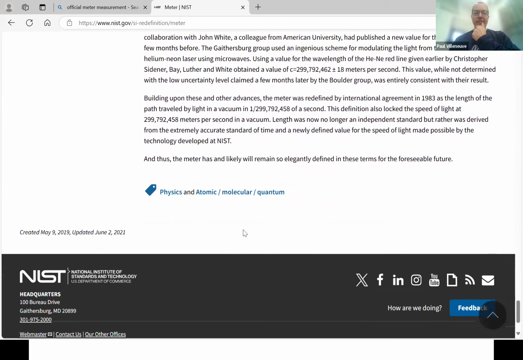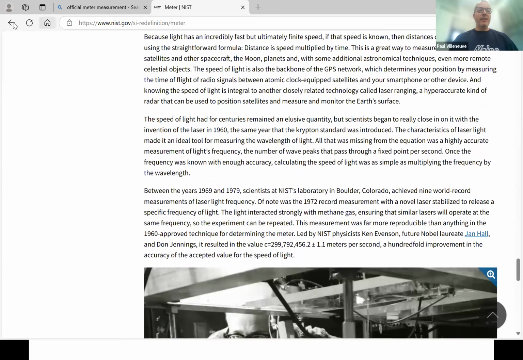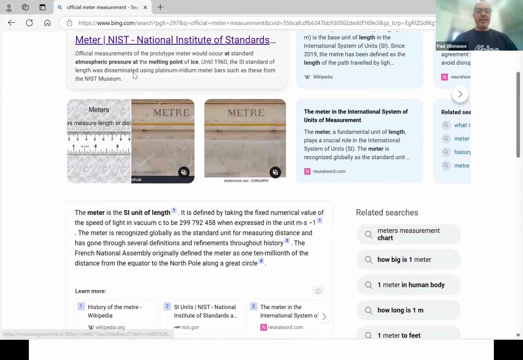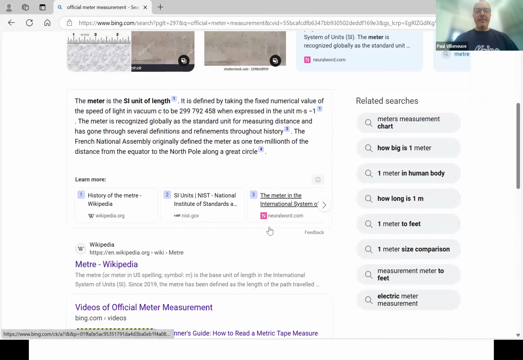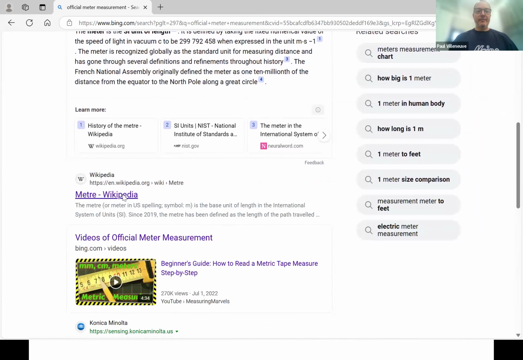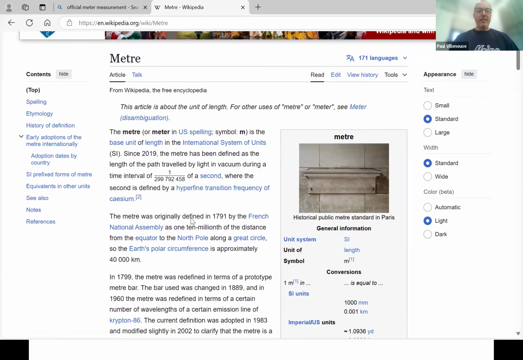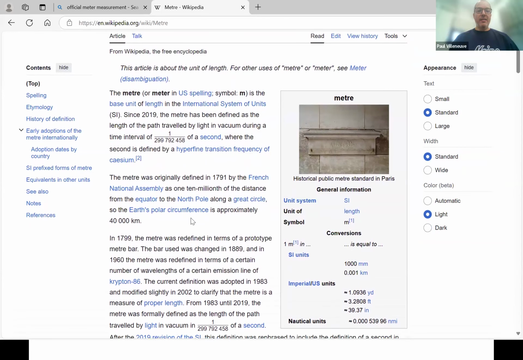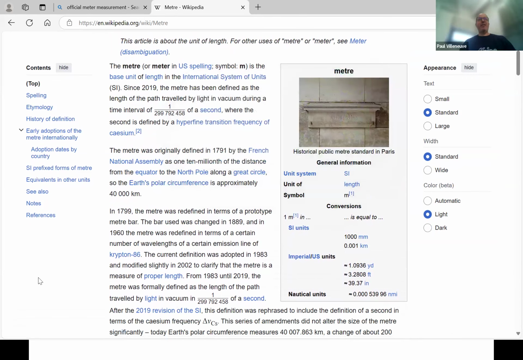Oh, gotta love the history lesson. We were just looking for a really simple definition of what a meter is. I don't care about that. Here we go. It's the hyperfine transition frequency of cesium. That's how they measure a meter.